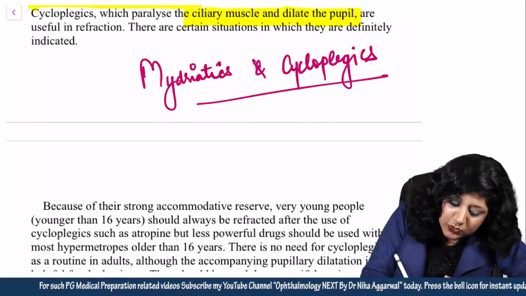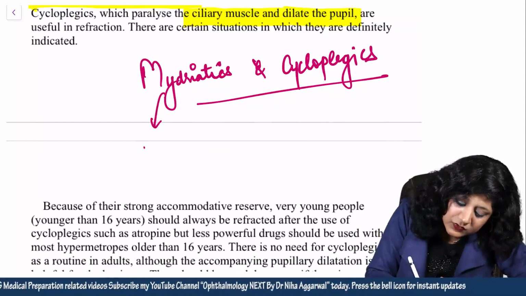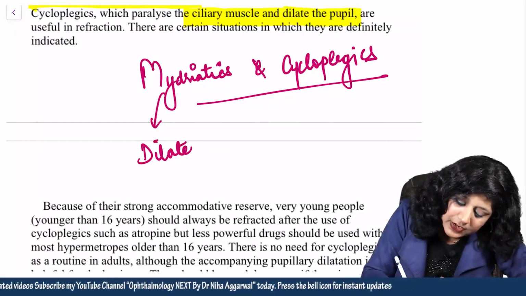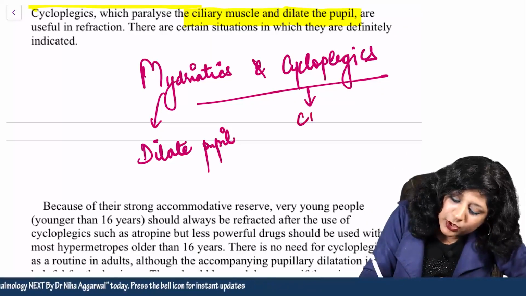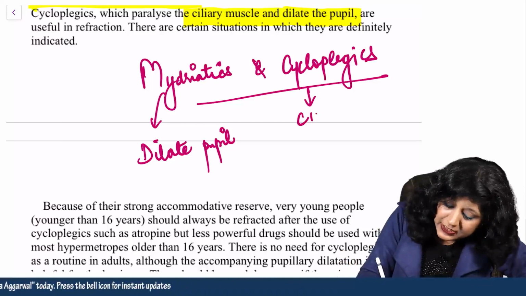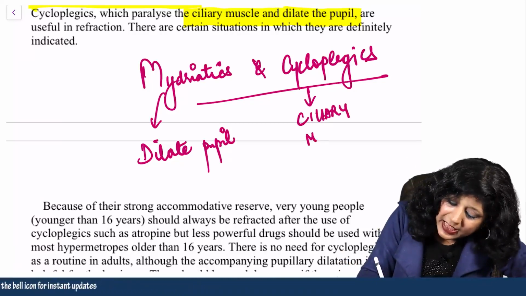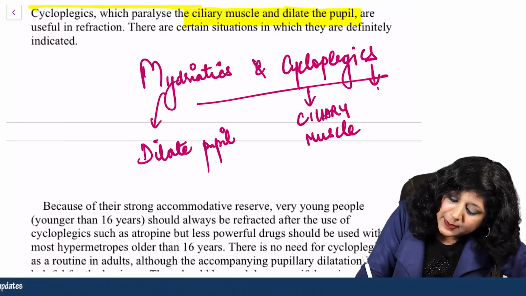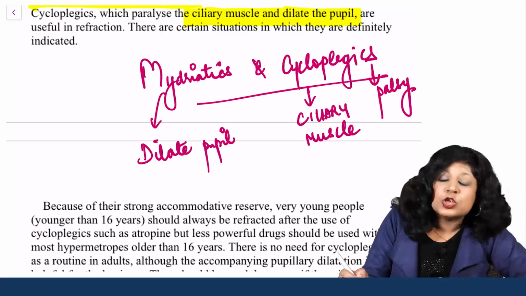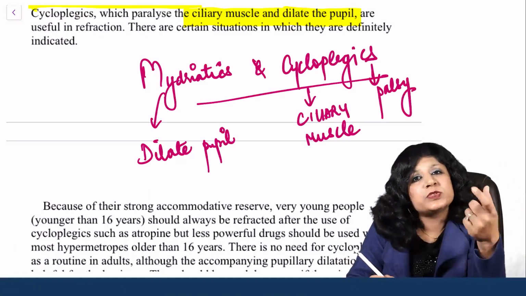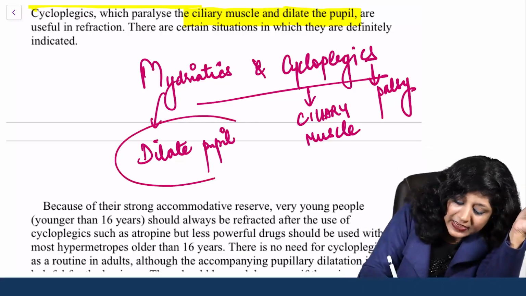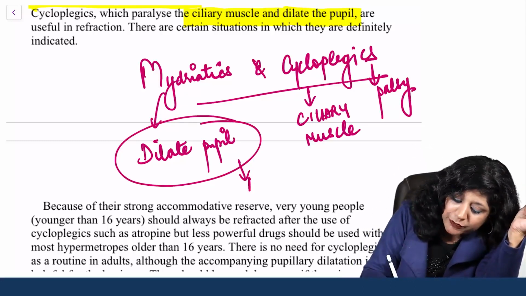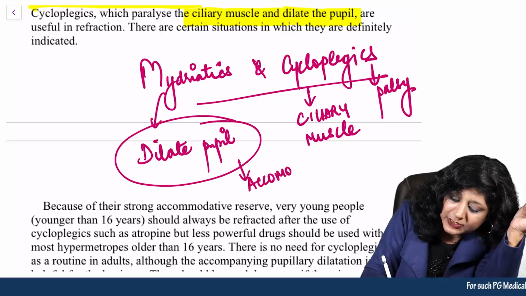Now let me remind you what was mydriatic. Mydriatic means which will dilate the pupil, and cycloplegia: cyclo we are using for the ciliary muscle. This is your ciliary muscle, and plegia we know is the paralysis or the palsy. So the basic aim when we are using the cycloplegic is that we are dilating the pupil. Why do I want to dilate this pupil?